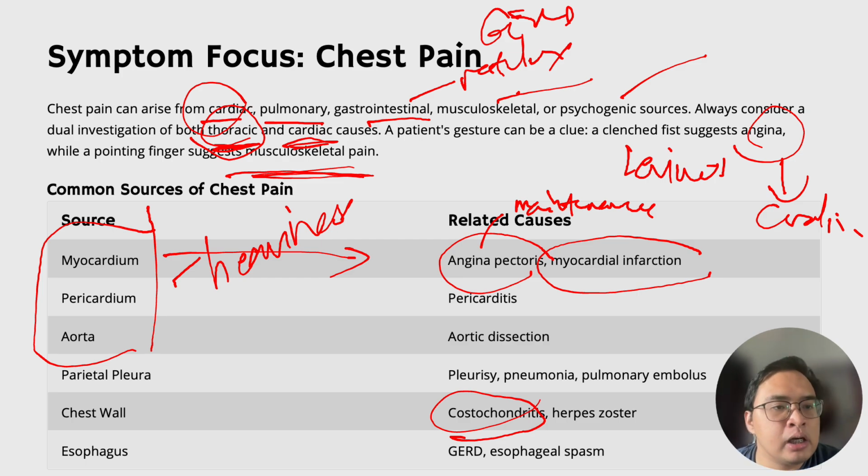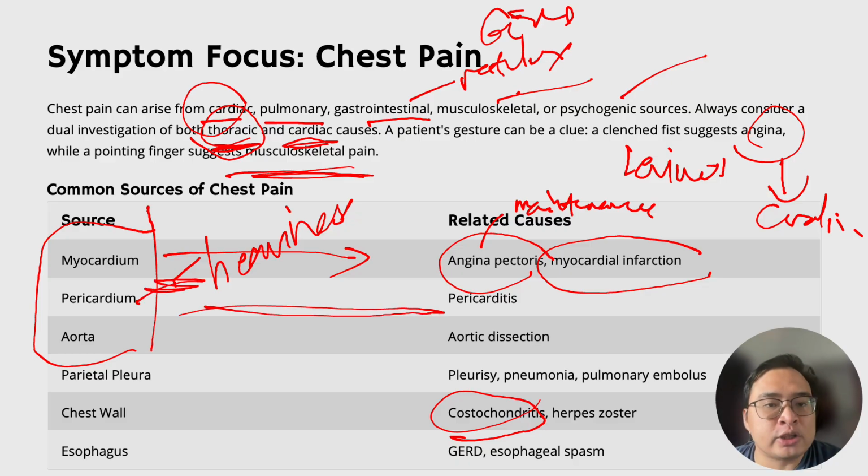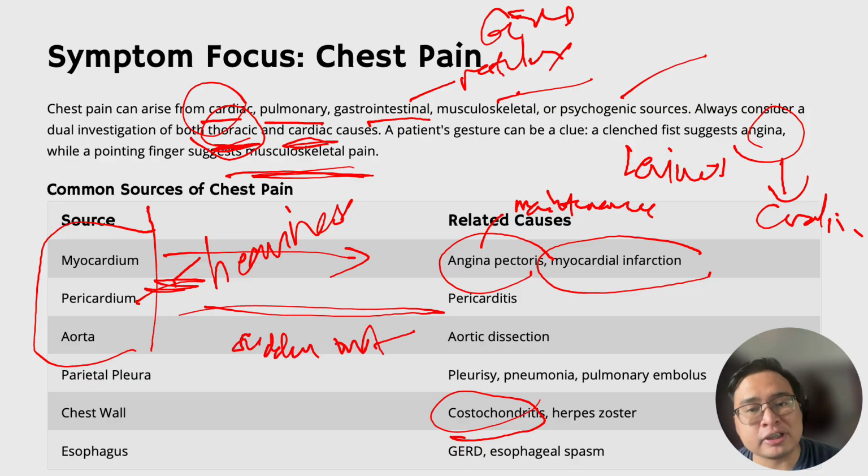Okay. In contrast, if the pericardium is involved, it's called pericarditis. No? So the quality of the pain is different. Aortic dissection is a more sudden onset pain. Okay? And sometimes it radiates to the back. Okay. So those are the cardiac causes.